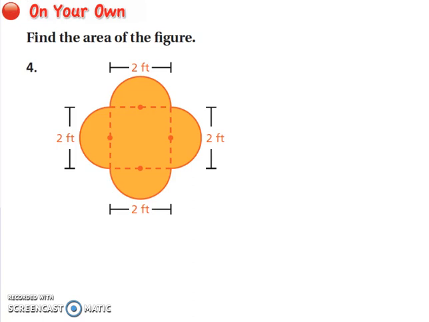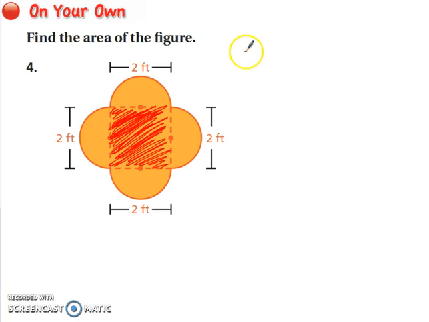I'll go ahead and start you off on one last on your own before we're done for the day. In this on your own, I see one square in the middle. I'm going to go ahead and find the area of that square first, and then after we find the area of this square, we're going to go ahead and find the areas of the semicircles around the outside.